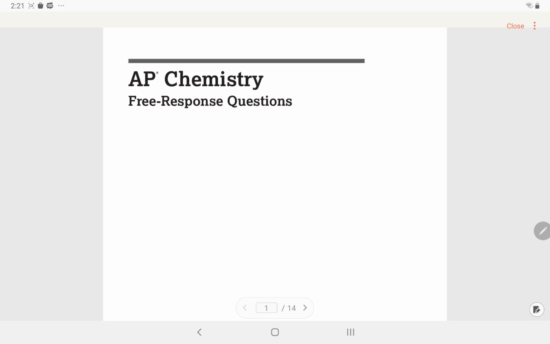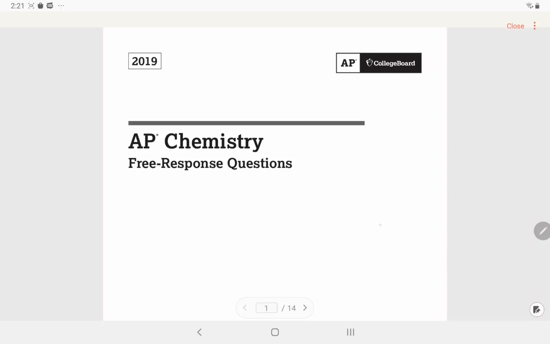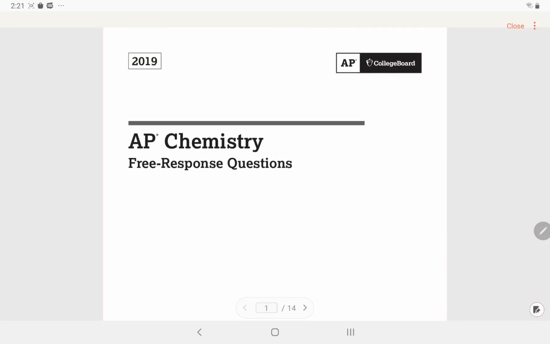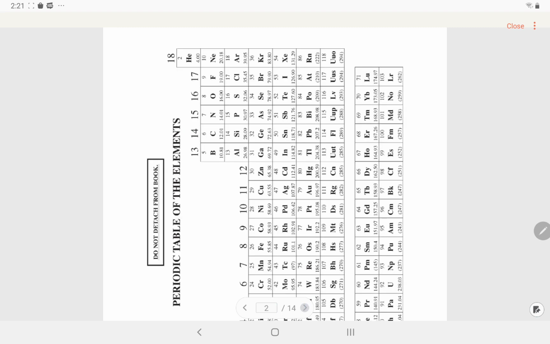So this should probably, if you haven't already on your own or gone on College Board AP Classroom and looked at an AP exam, be your first time looking at an AP exam in the format here. So let's look at the first couple of pages.